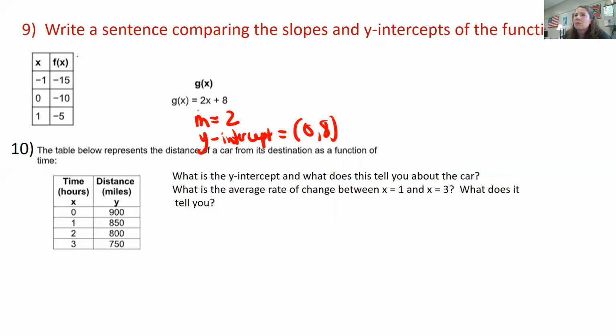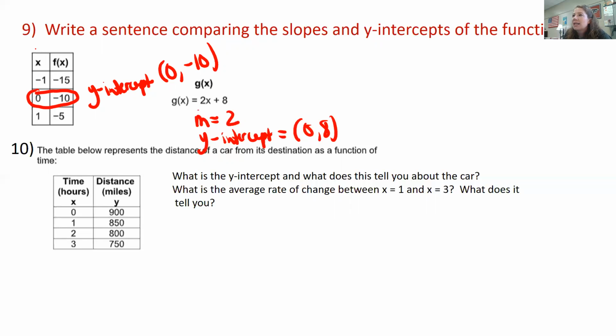All right, what about this one? Well, here we're given the y-intercept. When x is 0, y is negative 10. So the y-intercept of number 9, the table, is (0, negative 10). So now how do we find the slope of this table? Well, we find the change in y over the change in x.